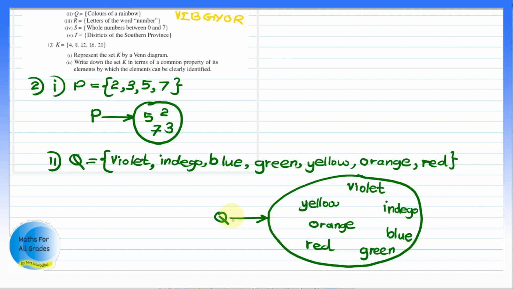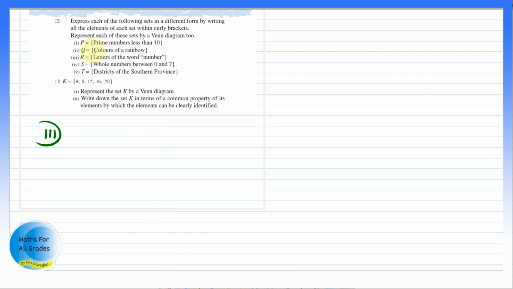Then name it using the same capital letter Q. From number 3, R is a set of letters of the word "number". Write down "number" in your sketch paper and then check whether the letters have repeated or not. None of the letters have repeated. Now let's write them down. Set R equals, open a curly bracket, N, U, M, B, E, R.